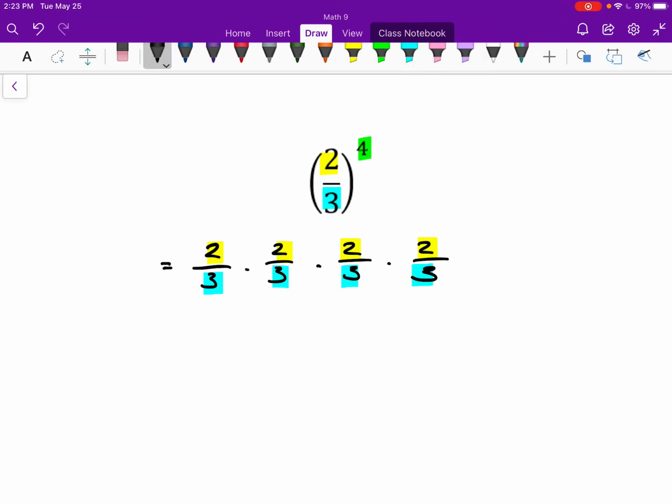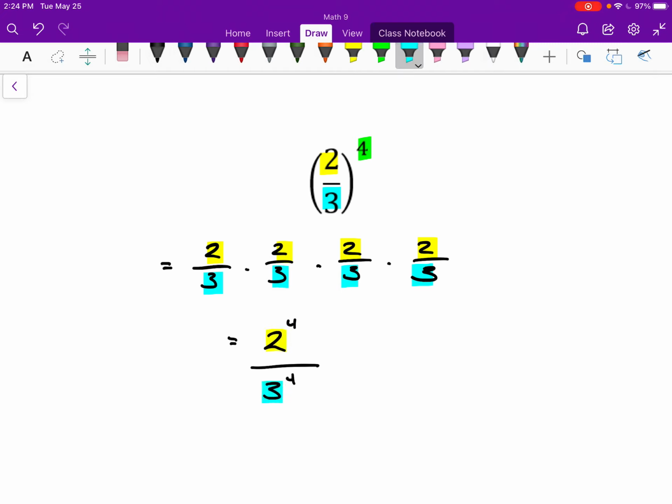Well, I'm multiplying a fraction repeatedly. How do we multiply with fractions? It's really quite pleasant. Just multiply the numerators together and multiply the denominators together. So in the numerator, I have 2 times 2 times 2 times 2, or 2 to the power of 4. In the denominator, I have 3 times 3 times 3 times 3, or 3 to the power of 4.